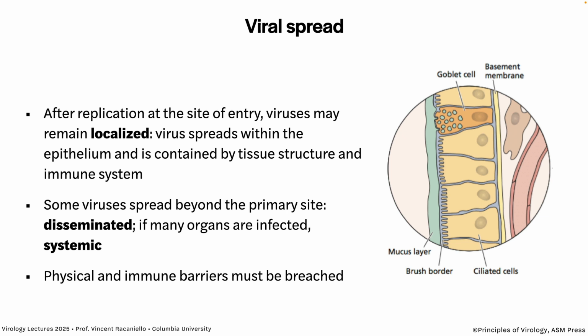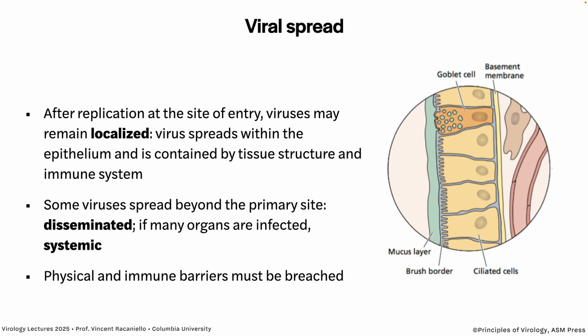All right, so we've gotten into the host. How does virus spread from the site of entry? Many viruses don't spread very far. They stay localized. So here's an epithelium with a mucus layer, and the viruses can infect these cells and then just spread locally in the epithelial cells. And other viruses can spread away from this. We call those disseminated. And if the virus infects many organs, we call it a systemic infection.